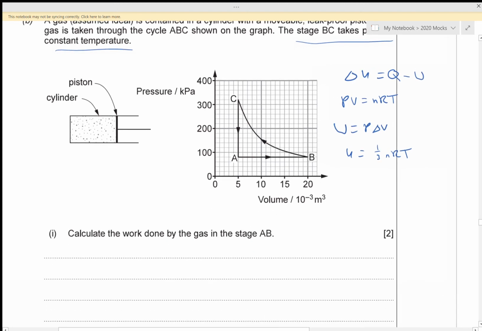Calculate the work done by the gas in stage AB. So this is work done by the gas because the gas is expanding along this line AB. And this is what we need to use. It's pressure times change in volume. So the pressure here, let's see, these are in kilopascals. That is 80 kilopascals, is the pressure, and the change in volume, this is 10 to the minus 3, so we've gone from 5 to 20.